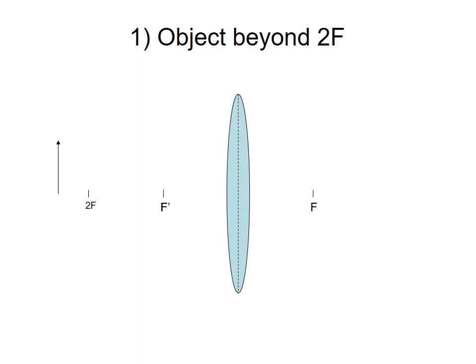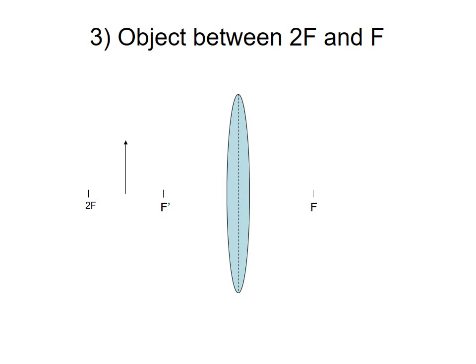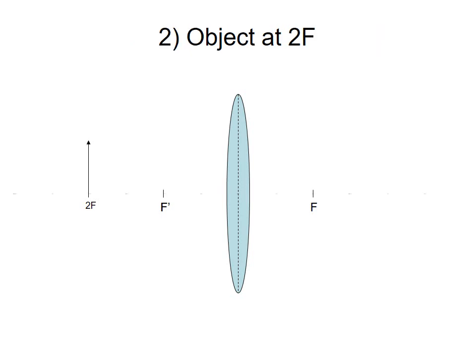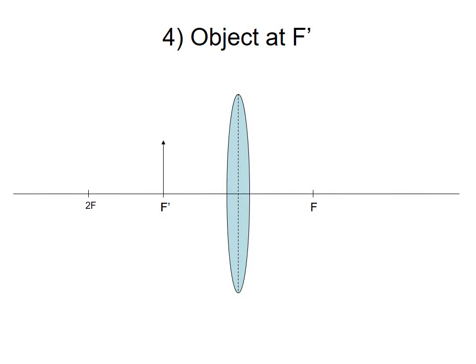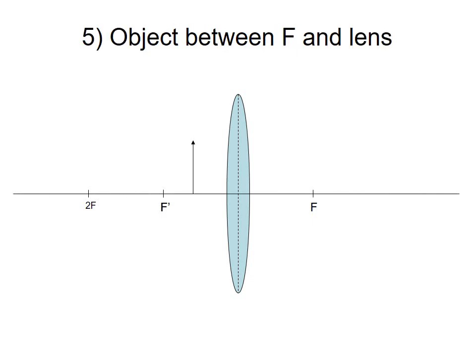So you should be able to attempt this for a variety of other scenarios, such as for the object being located beyond 2f, for the object being located between 2f and f, for the object located at 2f, which we already did together, for the object being located at the actual focal point itself, and for the object being located between the focal point and the optical center of the lens.